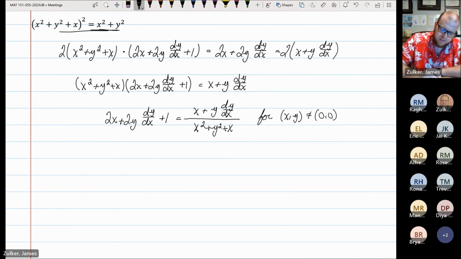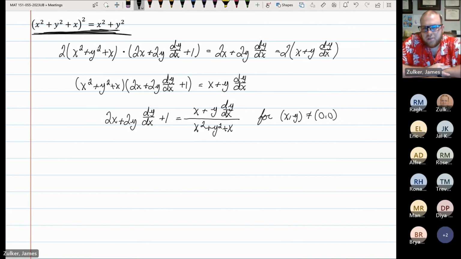Because it wouldn't satisfy this equation. You'd get 0 equals 1, which is nonsense. Oopsies. So that's why I'm only excluding the origin.